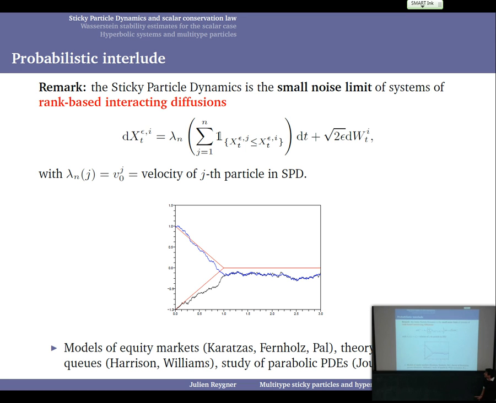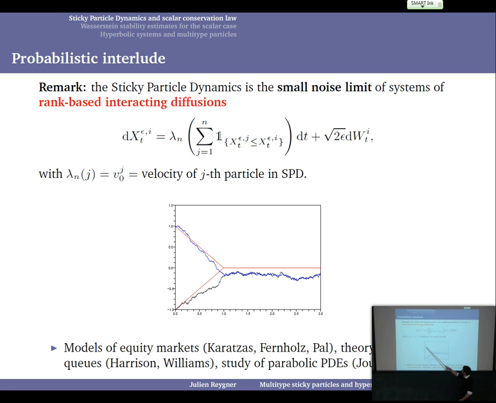So let me still make a little probabilistic interlude to explain that this particle system, which as I claimed at the beginning is completely deterministic, can be seen as an asymptotic limit in the small noise regime of a diffusion process. This diffusion process is generally called a system of rank-based interacting diffusions. It describes the evolution of Brownian particles on the real line, having, as you can see here, a small noise, and such that the particle ranked in position j has a constant drift and will only exchange its drift at collision with other particles.